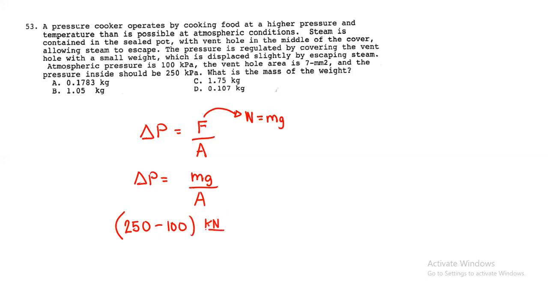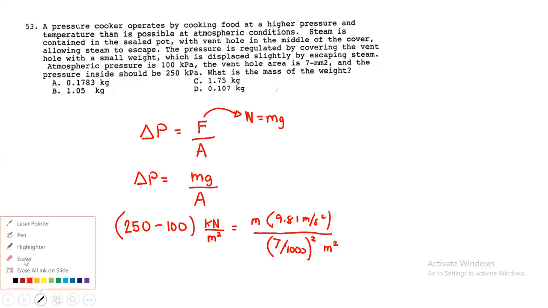Kilopascal or kilonewton per meter squared is equals to mass times gravity na 9.81 meter per second squared divided by area na, so ilan yung area natin? 7 mm squared. So 7 mm, divide mo ng 1,000 para maging meter, squared. Kaya dinivide natin ng 1,000 yan para maging meter, or ano pala siya, no? 7 mm squared siya mismo.